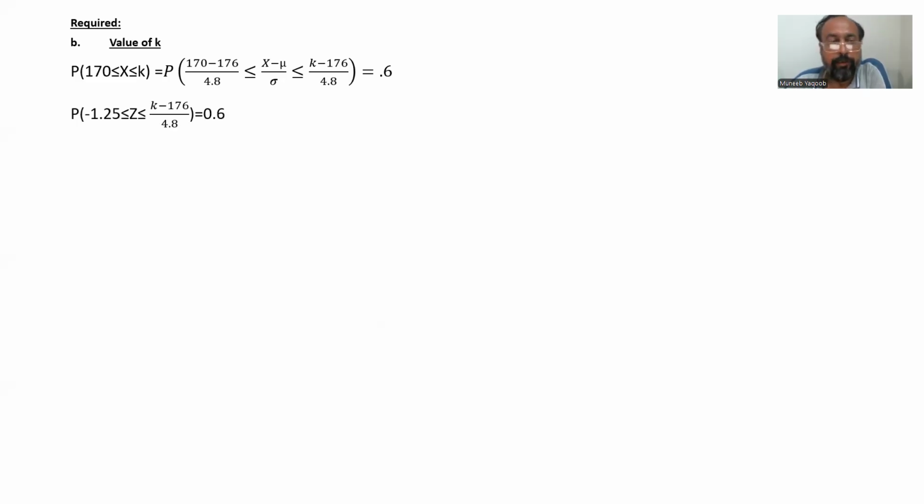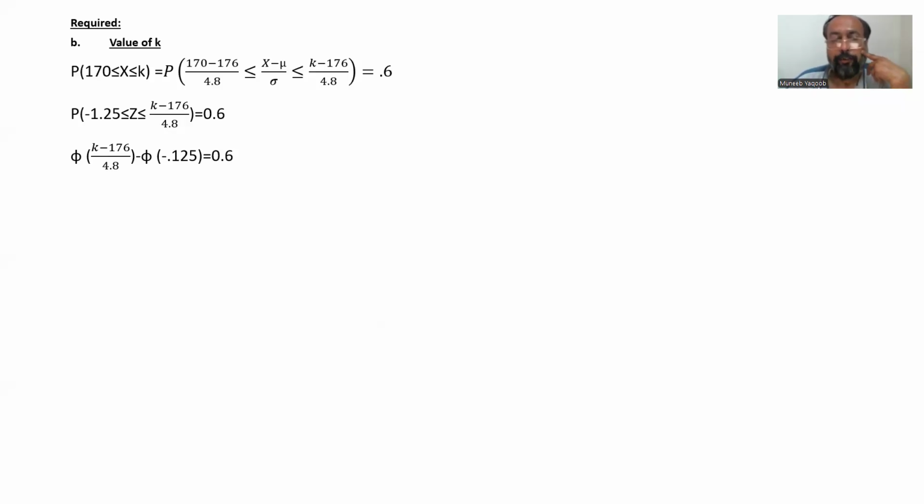Now, this question is basically converted into a question of standard normal variable, that is capital Z. Since it is from minus 1.25 to (k minus 176) upon 4.8, we can apply an identity so that we can write it like phi of (k minus 176 upon 4.8) minus phi of minus 1.25 equals 0.6.